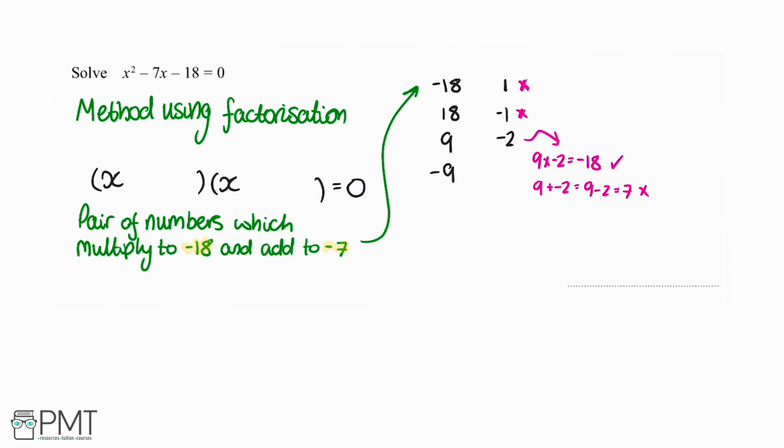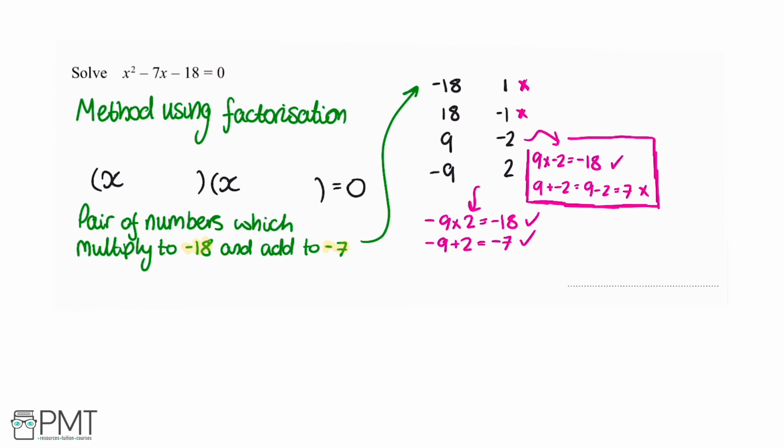Let's do minus 9 and 2. If we have minus 9 multiplied by 2, we get minus 18 again, so perfect. But this time, minus 9 plus 2 gives us minus 7, which is what we want. So this is the pair that we're going to go for. So filling in our brackets, we're going to have x minus 9 multiplied by x plus 2.